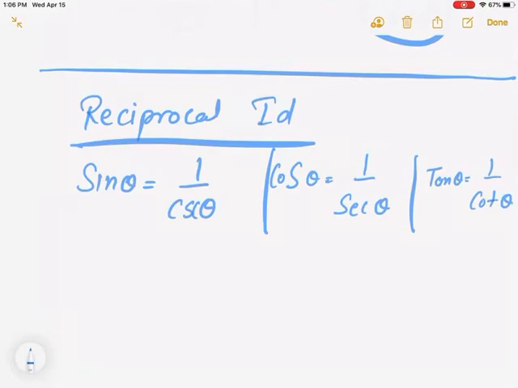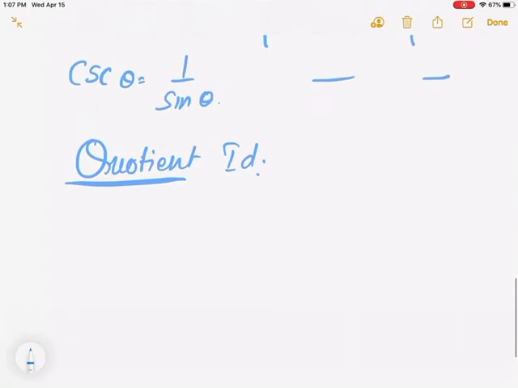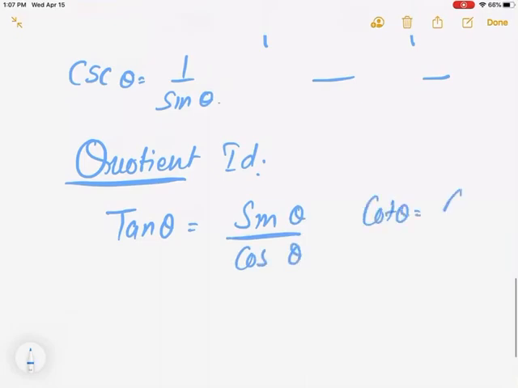That's for the first three, and if you want to figure out the rest of those, it's pretty much the same thing, just flip the fraction. Cosecant is going to be 1 over sine theta. Same thing for the rest of these. Okay, that's a reciprocal identity. Then I have quotient identities. I have two: tangent is equal to sine theta over cosine theta, and cotangent theta is equal to cosine theta over sine theta.